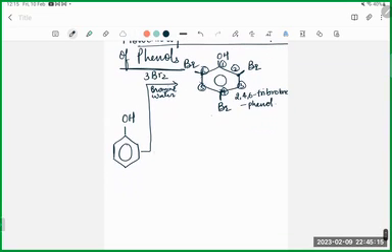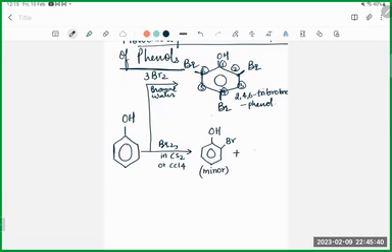Then again a reaction with bromine, but this is not bromine water; it is taken in carbon disulfide, an organic solvent. Even CCl4 can be taken. So we get two substituted products, ortho and para. With respect to OH, Br comes to the ortho position, which is a minor product, and the major product is the para derivative, OH and Br over here. So this is the major product.